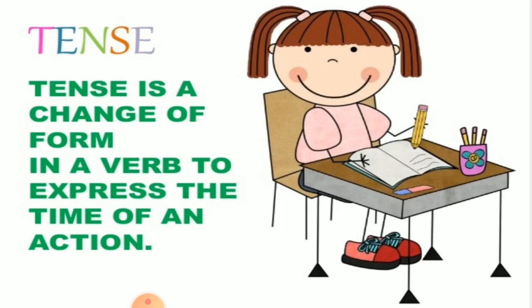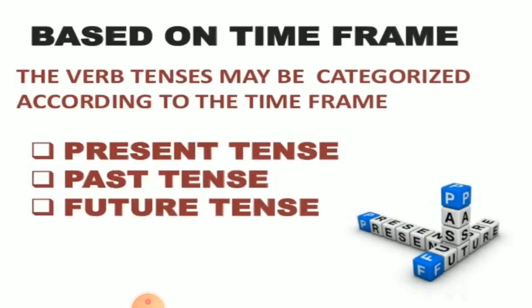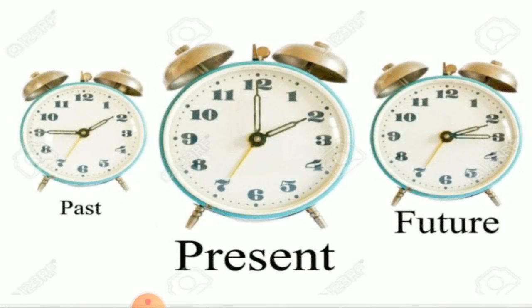Now children, in earlier videos you might have studied what is a verb. So verb is a doing action. Doing action is called a verb. Based on the time frame, the verb tenses may be categorized according to the time frame: present tense, past tense and future tense.